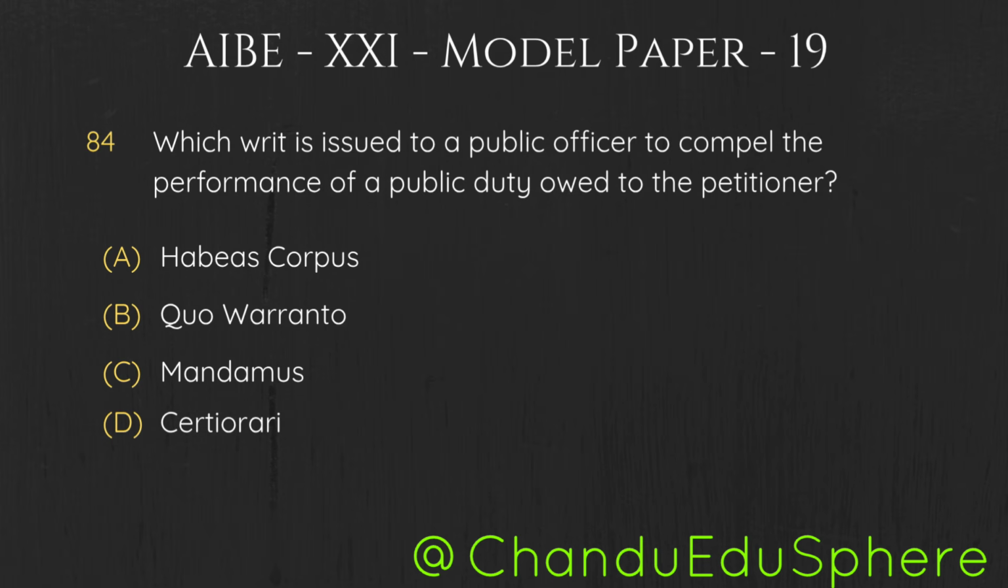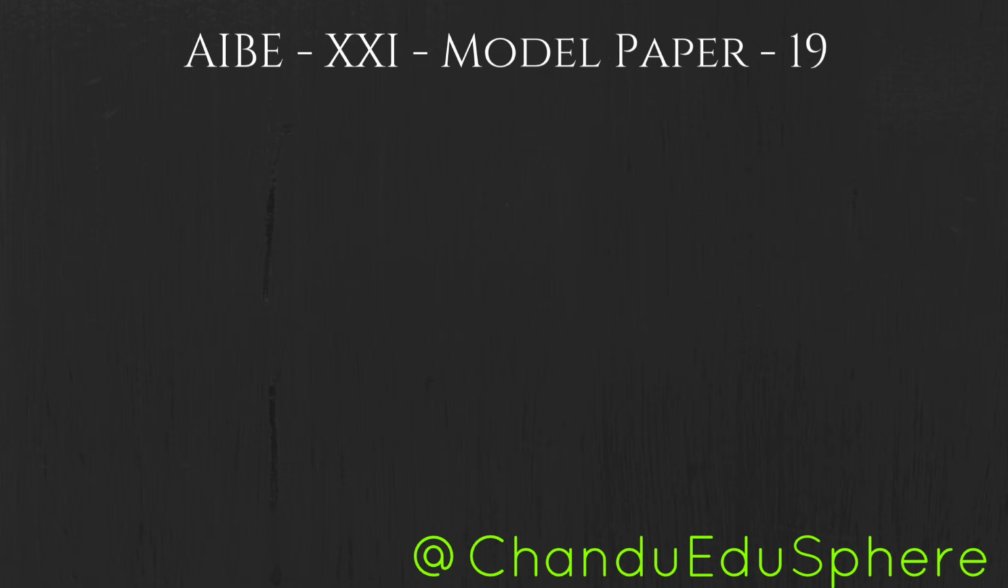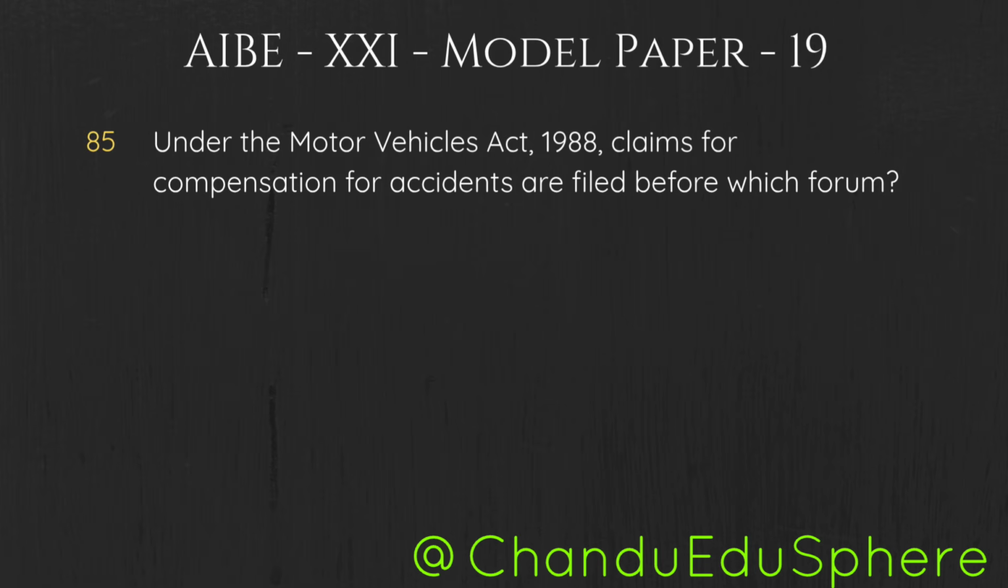Which writ is issued to a public officer to compel the performance of a public duty owed to the petitioner? The writ of mandamus is a command issued by a constitutional court to any public authority, lower court or tribunal to compel the performance of a public or statutory duty which it has wrongfully refused or failed to perform.